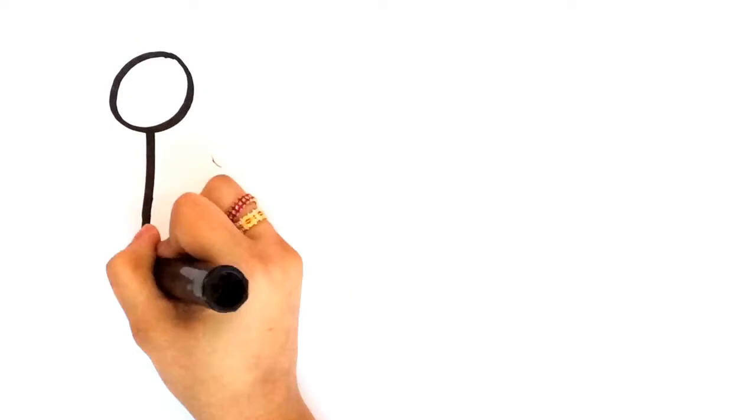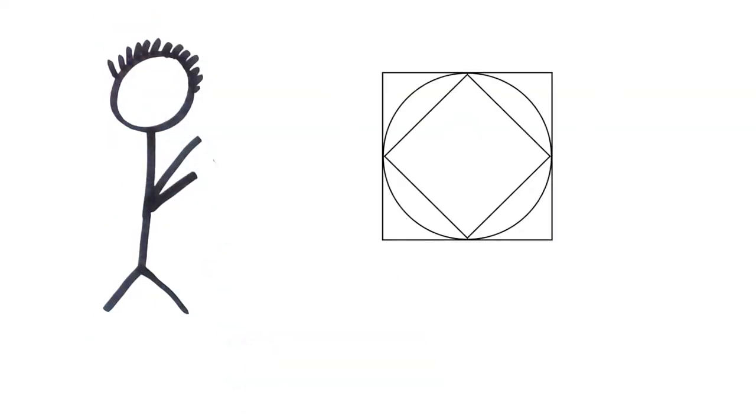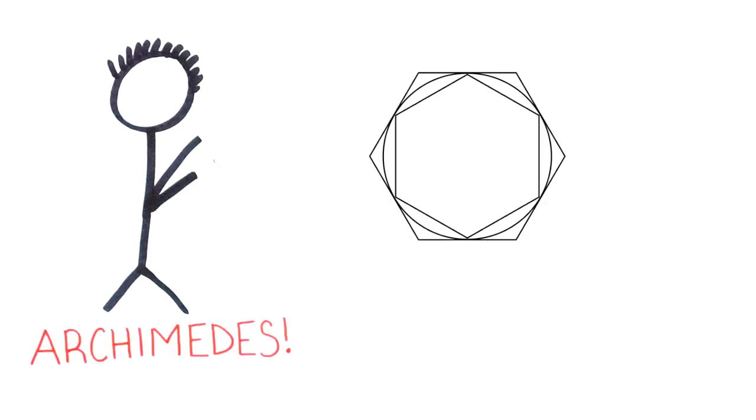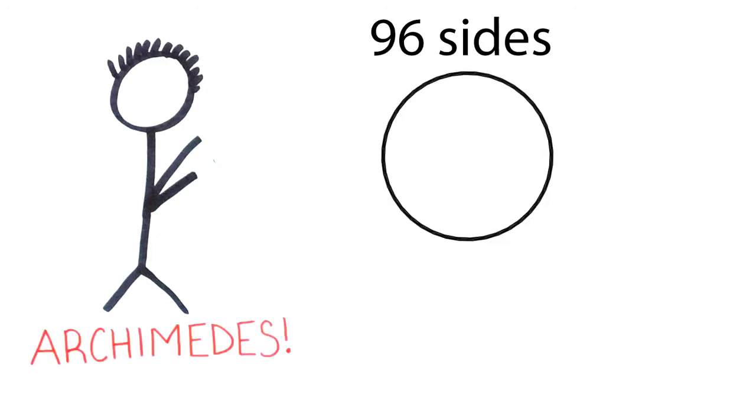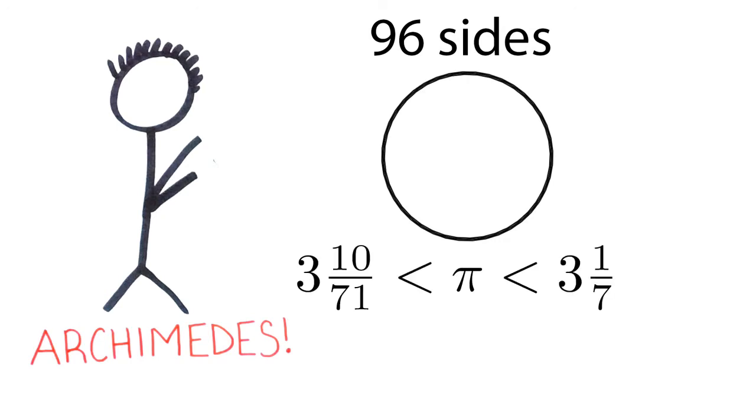You can get a better approximation by adding more and more sides to your circumscribed and inscribed polygons and working out their perimeters. Archimedes went as far as a 96-sided polygon and got the approximation of pi to be less than 3 1/7, but greater than 3 10/71.